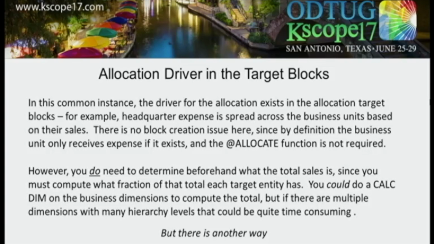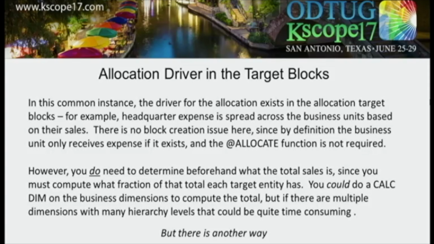Does the driver exist in the blocks you're sending it to? If that is the case, you only need to cycle through all those blocks and you can just do a regular formula, the expense equals the headquarter expense times the sales for that product divided by the total sales, right? Everybody's done that kind of formula here. But you need to determine what the total sales are.